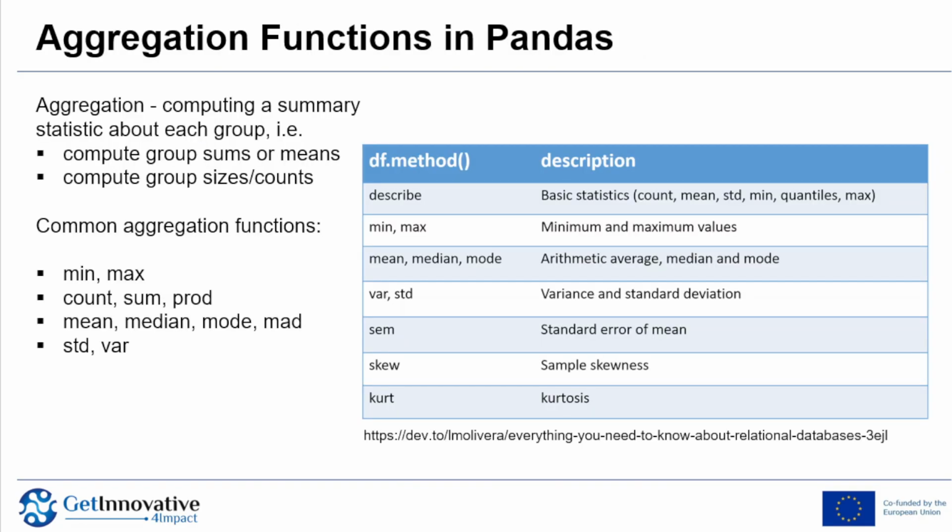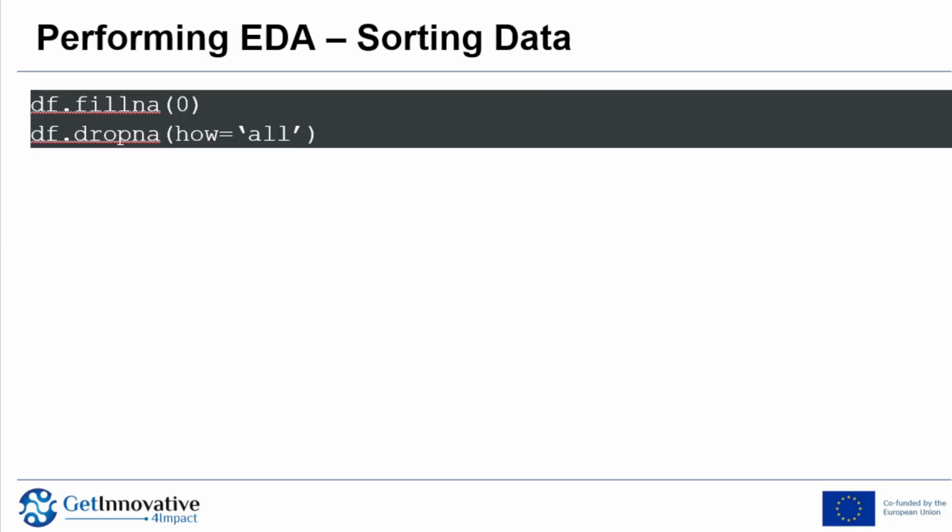Now if we want to include the aggregation functions in pandas, basically it computes a summary statistic about each group, which would include computing the group sums or means or group size or counts. The main functions used in aggregation include minimum, maximum, count, sum, mean, median, mode, and standard deviation and variance. All these functions have specific commands that would be used in Python. This is in the sorting data command.